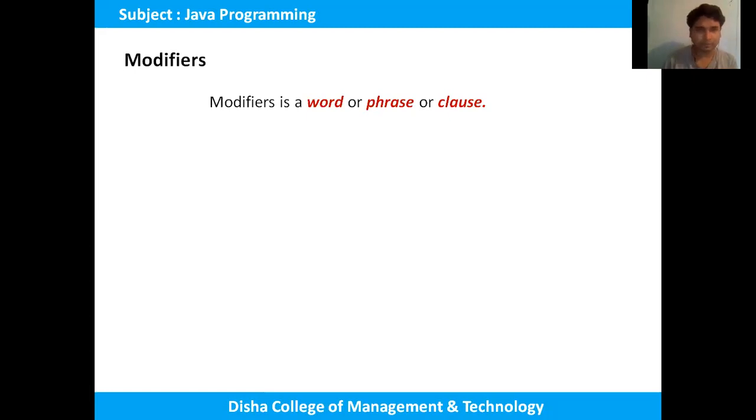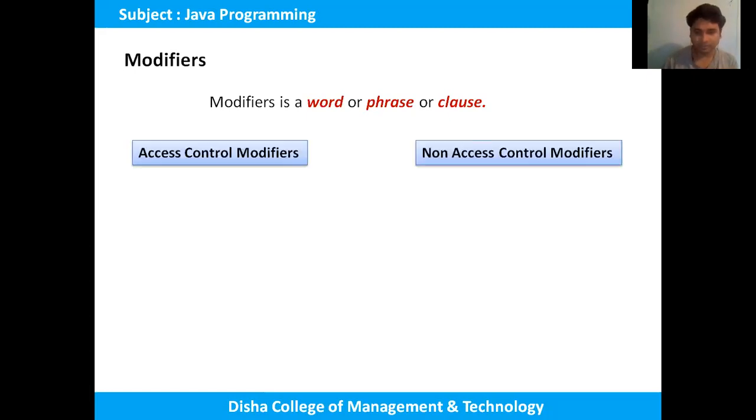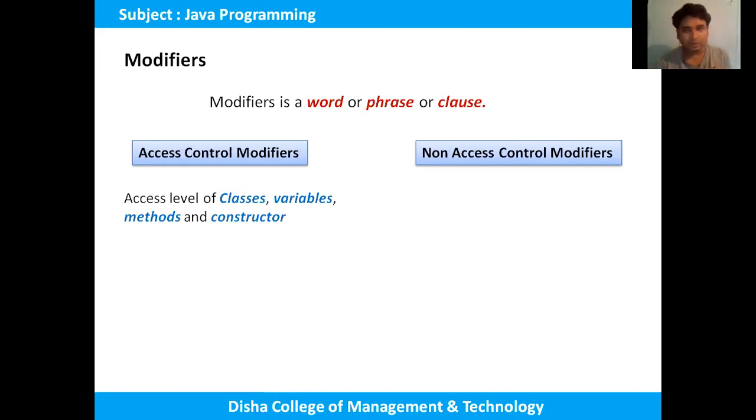In Java, we have two types of modifiers. One is access control modifiers, another is non-access control modifiers. The access control modifiers can be implemented at all four levels: at the class level, the variable level, the method level, and the constructor level as well.